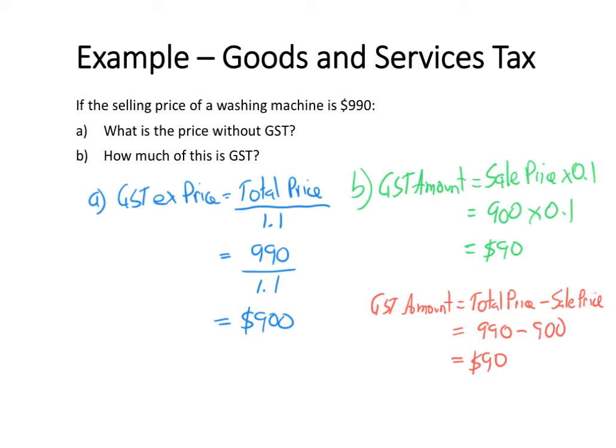Which method you should use depends on the information that you have in the question. Sometimes you'll have information to calculate it either way. Other times you'll need to calculate it either using the first method or the second method. Just have a read of the question and use what you've got to calculate the answer. So there are some examples of calculations involving goods and services tax, or the GST.